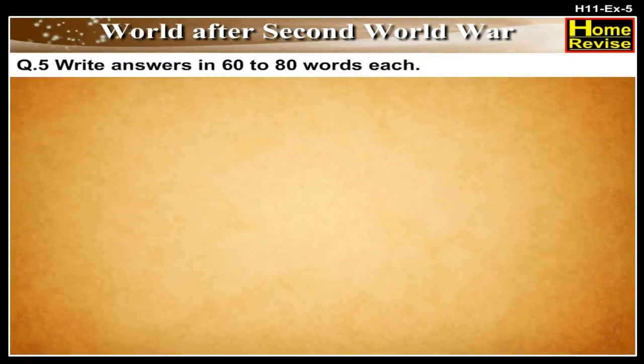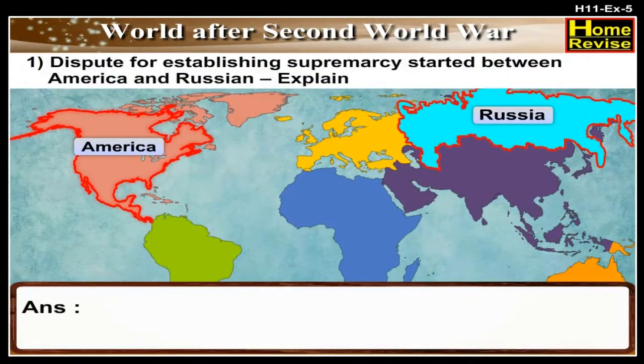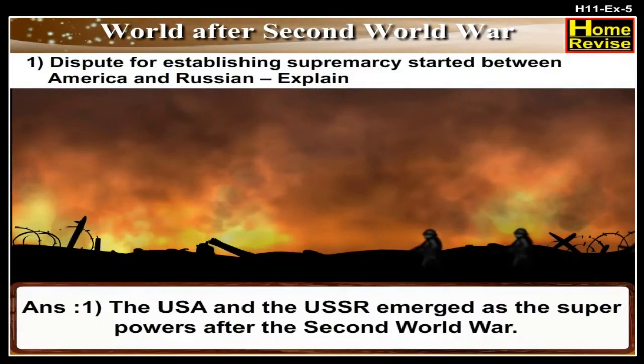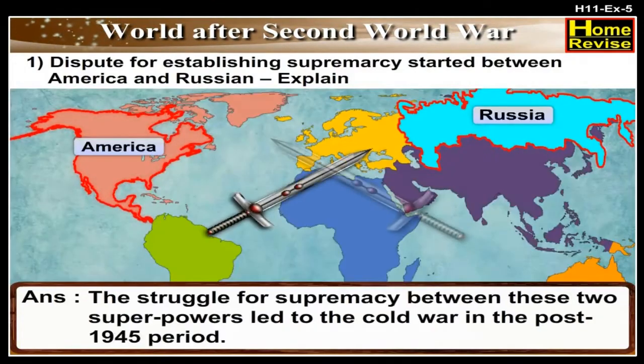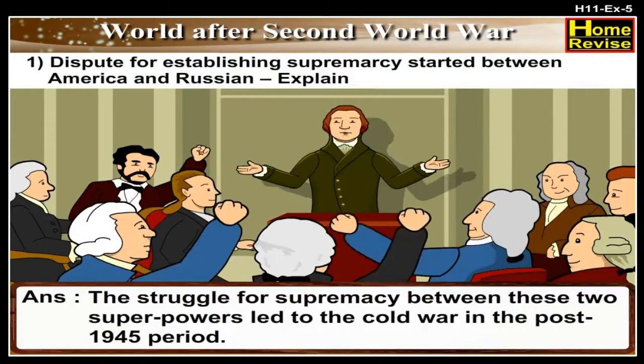Question number 5. Write answer in 60 to 80 words. Number 1. Dispute for establishing supremacy started between America and Russia. Explain. Answer. The USA and the USSR emerged as the superpowers after the Second World War. The struggle for supremacy between these two superpowers led to the Cold War in the post-1945 period.